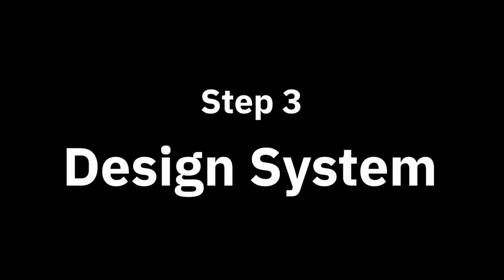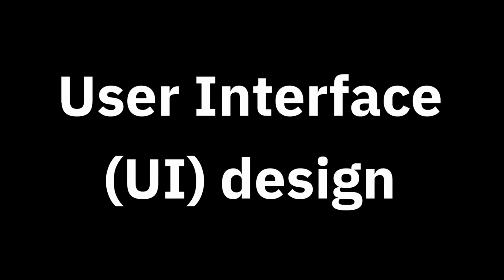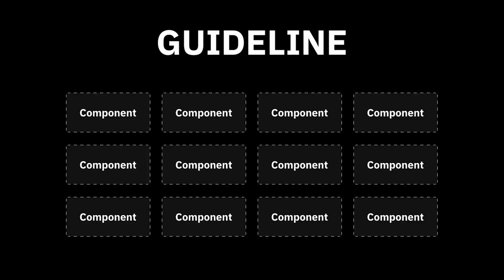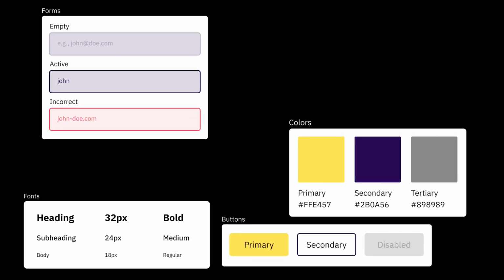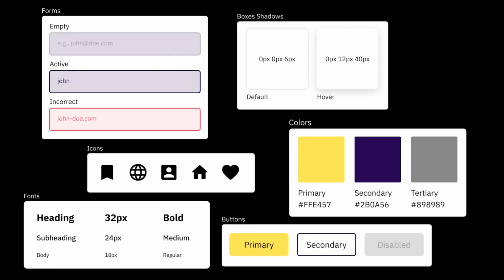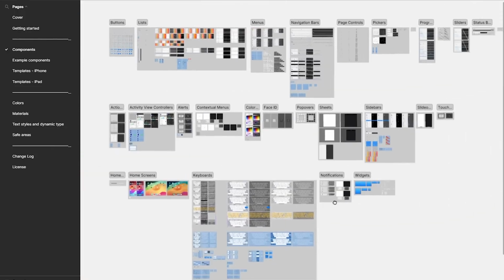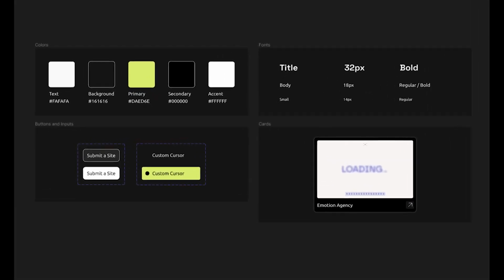Step 3. Design system. This marks the beginning of our user interface or UI design journey, where we deal with visuals. Every design project is led by a guideline that specifies reusable components. As you can imagine, this makes everything consistent, like colors, fonts, buttons, forms, boxes, cards, icons, and so on. It can be very big or very small, like the one we have here.